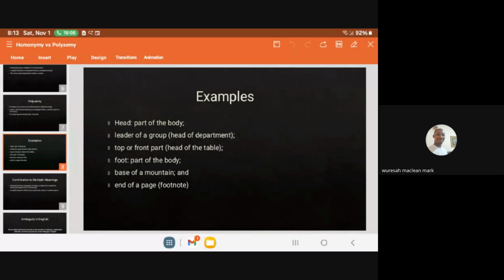the meanings are related in terms of them being at the front or at the top. And then when you take foot, the meanings are related, them being at the very bottom or at the base.